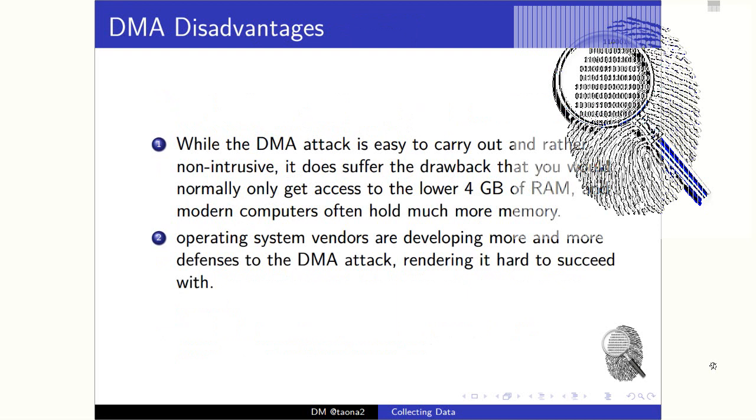So like I had already mentioned, the problem that we have with DMA is that normally you can only gain access to the lower 4 gigabytes of your RAM. And you find today we are looking at people using 8 gig RAM, we are looking at people using 12 gig RAM, and that means you'd have missed out on a huge chunk of RAM there if you had to use DMA. And the other thing is, because of technology, you'd find quite a number of operating system vendors are now developing more and more defenses against DMA attacks. So it's hard for us as forensic examiners to succeed, because there are many more ways in which they are trying to block that out.